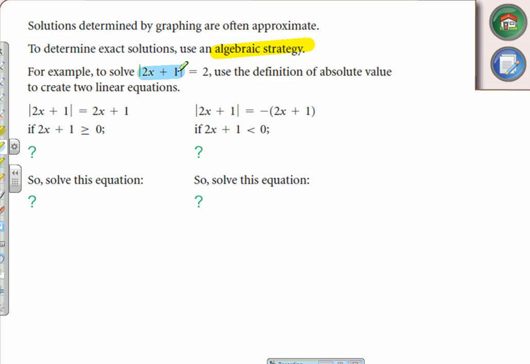As you can see here, we've got the positive case, which is really just taking what's inside. That's going to happen when it's greater than or equal to 0. We've got the negative case, the second case, by putting a negative sign in front and then distributing it in, when it's less than 0 there.